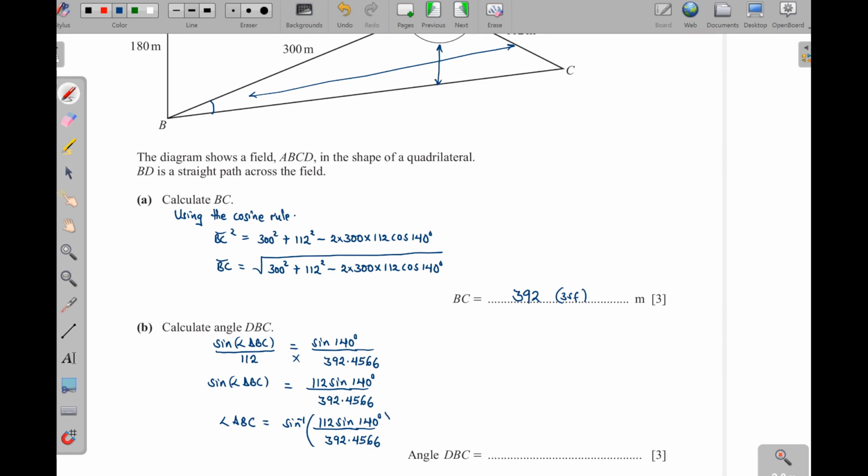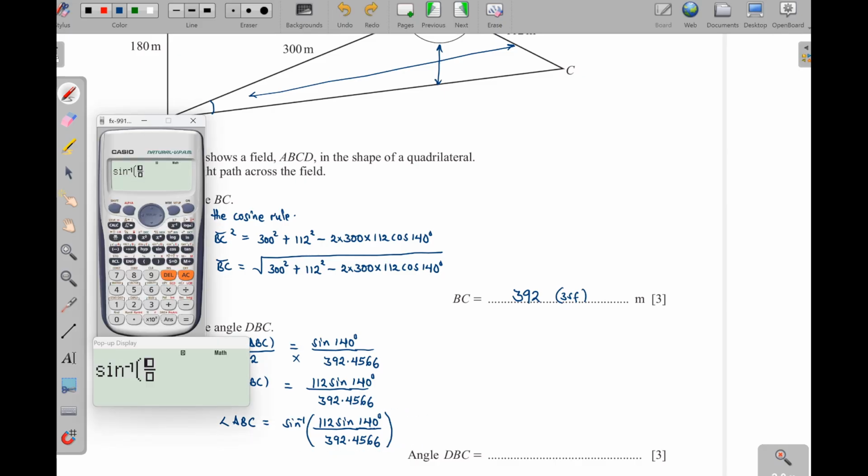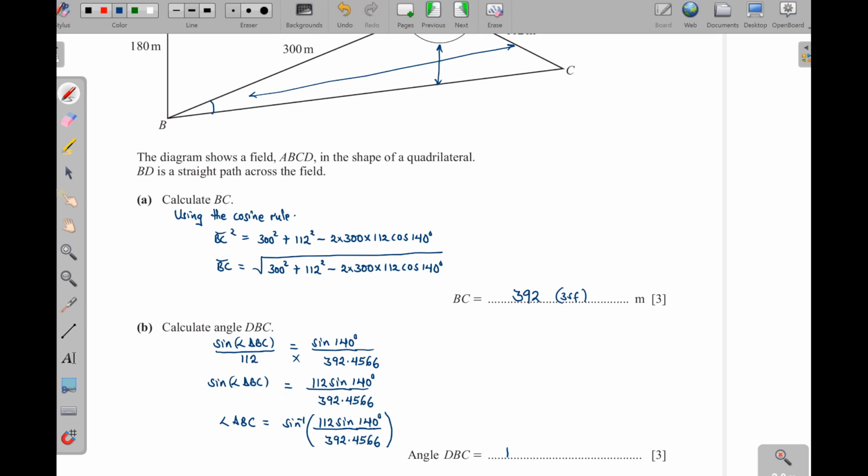Then we press this in the calculator, and then we write our answer to 1 decimal place, because this is an angle in degrees. Arc sine of, we have 112, then sine of 140, then we divide by 392.4566. Then we get 10.57, but then we shall write 10.6. So this will be 10.6 degrees. That is to 1 decimal place.